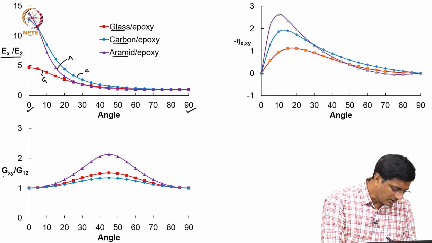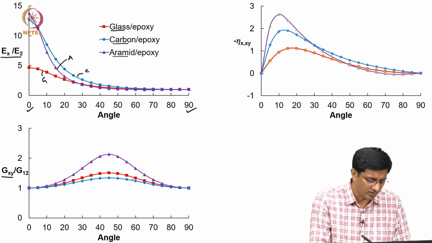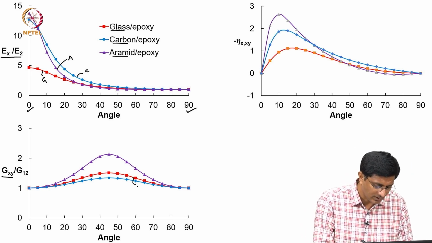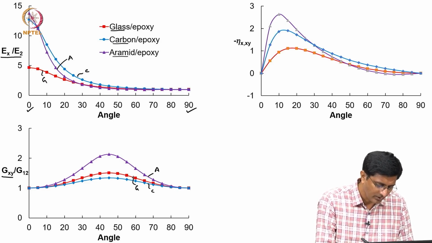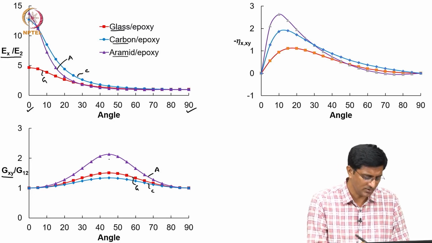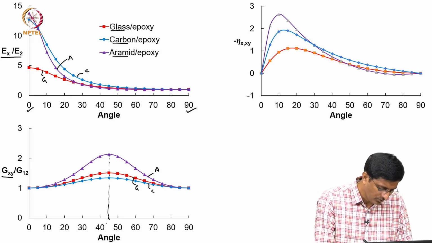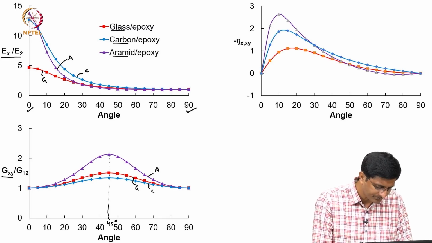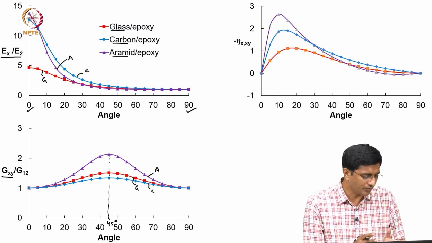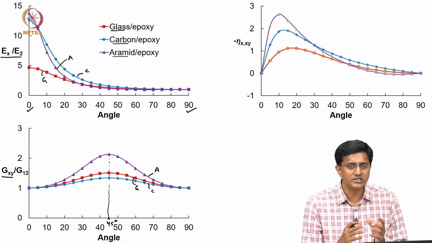But when we start discussing the shear stiffness, we see that irrespective of the material, meaning red is glass, blue is carbon and magenta is aramid, for all these composites, where do we have the maximum shear stiffness? For all of these, we have the maximum shear stiffness corresponding to 45 degrees.